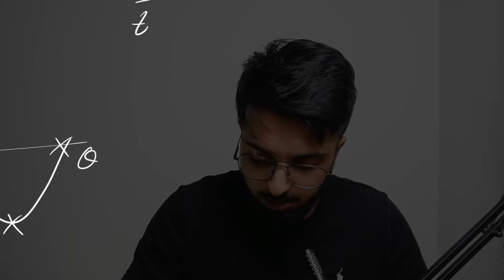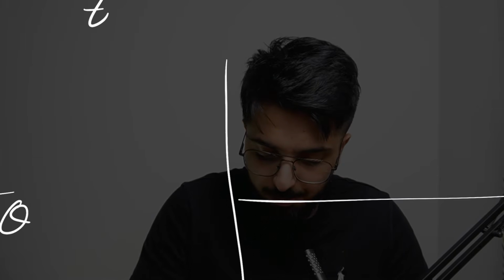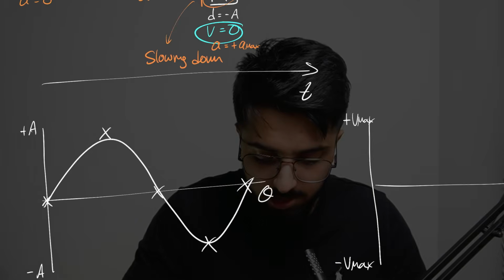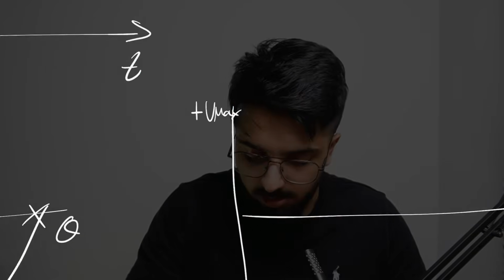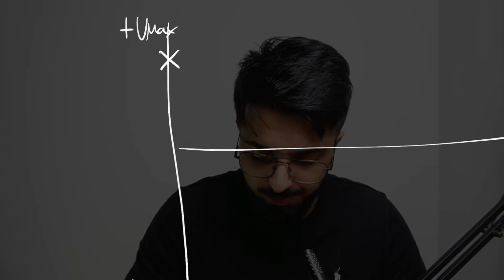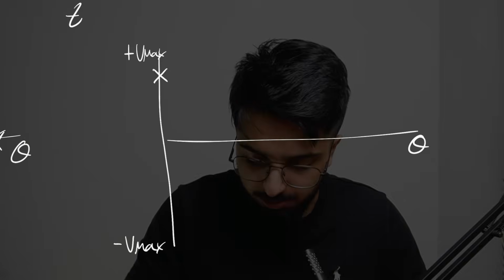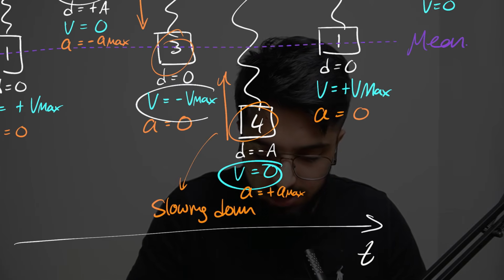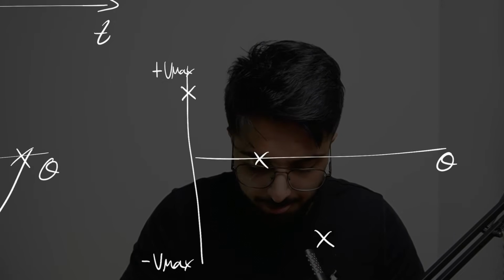Same thing if we were to model our velocity, right? We get positive Vmax, and then we get negative Vmax. Okay, let's just go from over here. We start at positive Vmax, and so we can go right over here. Then we get to V is equal to 0, and so V is equal to 0 right there. And then V is equal to negative Amax, and so that's right over here.